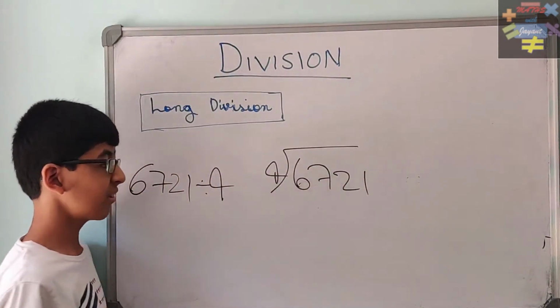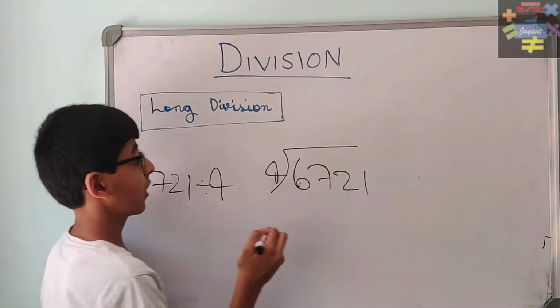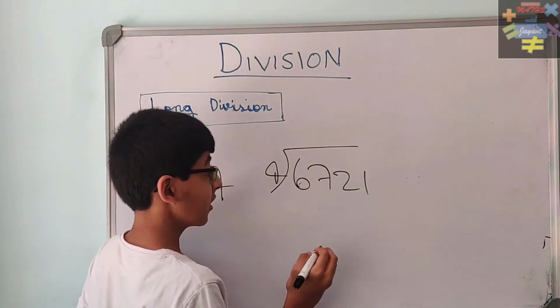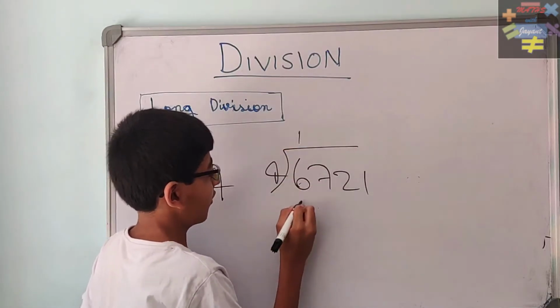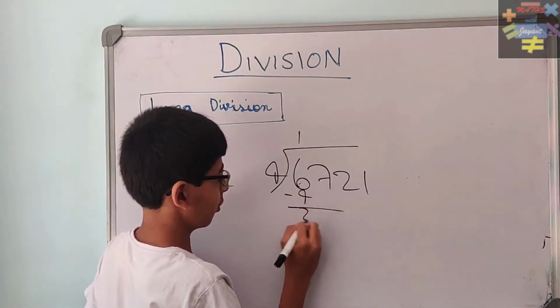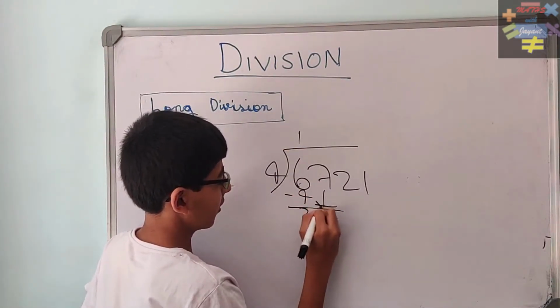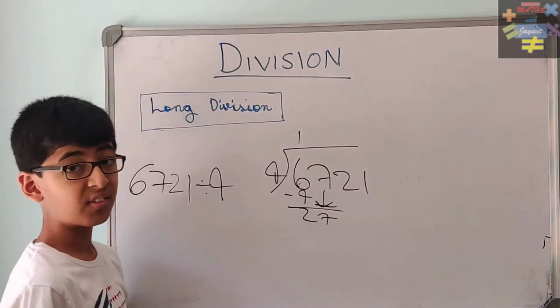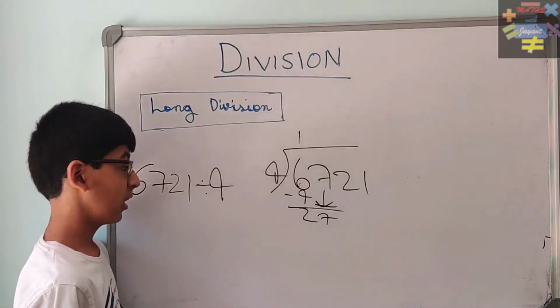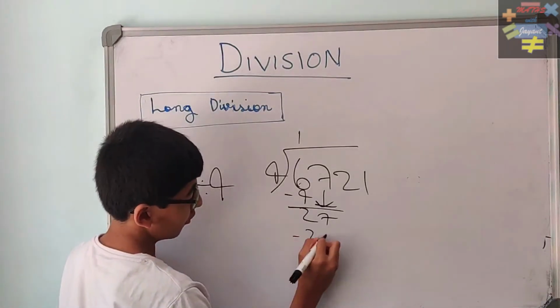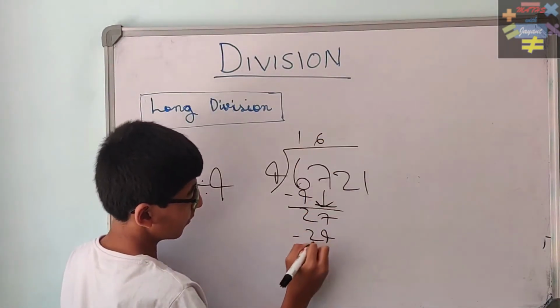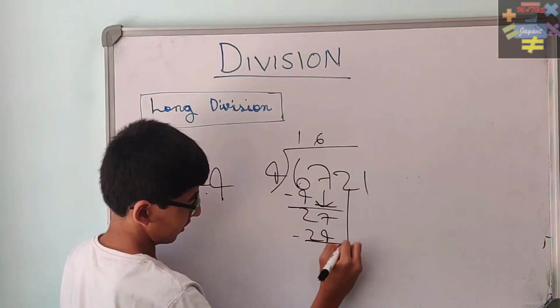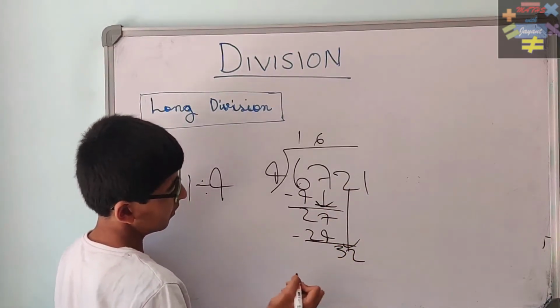4 somethings are 6? No. So any number closer to 6 that comes in the table of 4? Yes. We observe that 4 ones give us 4. 2. Pull the next number down, 7. Now, 4 somethings give us 27? No. Any number close? Yes. 4 6s are 24. Subtract and get a 3. Then pull the next number.